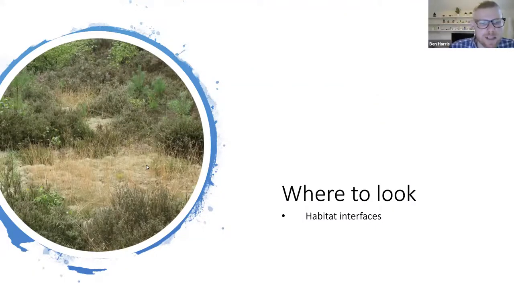Okay, so in this image here, if I was performing a visual survey, I wouldn't be looking in the middle of this grassland. I'd be looking at the edges of where this heath or this gorse meets this grass. So if you're following my cursor, I'd be looking at the very edges, at the habitat interfaces. So it's where different habitats meet. That's where you want to be training your gaze.